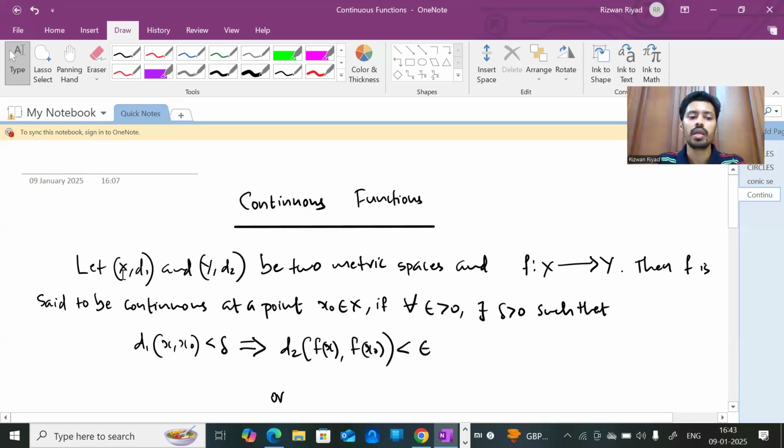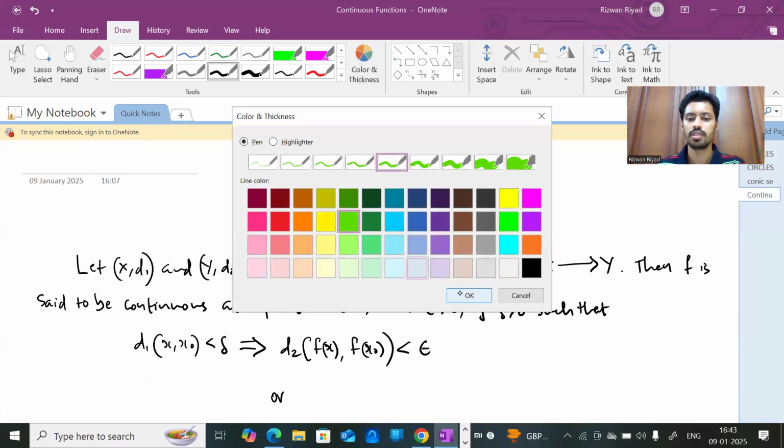So we have two metric spaces. First one is X with metric d1 and second one is Y, capital Y, with metric d2. And we have a function from X to Y. When can we say that this function is continuous at a point? Suppose that point is x naught. If it satisfies this condition.